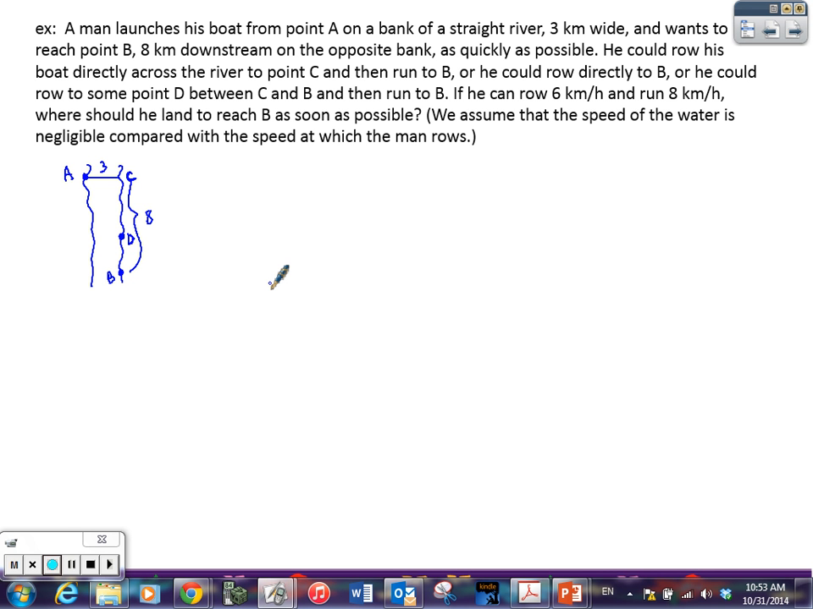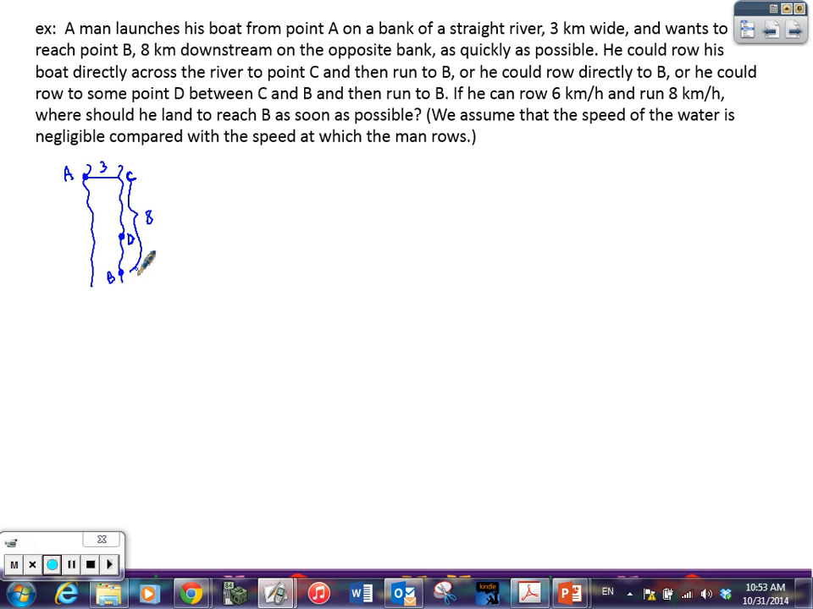They're telling us 3 scenarios. He could row straight across and then run this distance. He could row straight to where he's going and never run. Or he could row to somewhere in between and then run. So he's got lots of options. He's got 3 options basically.